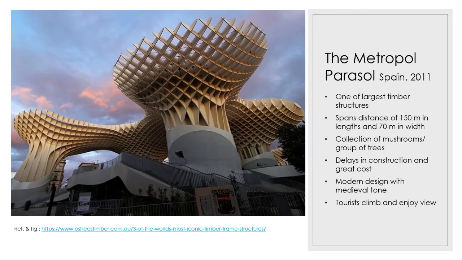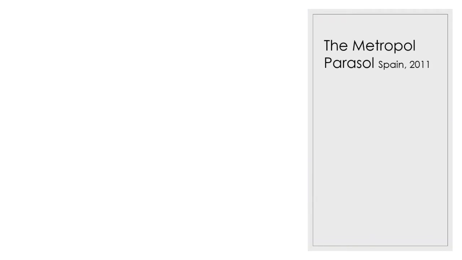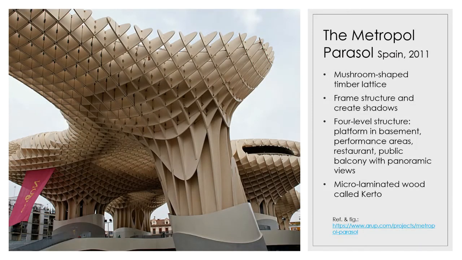Here we have an example of the Metropol Parasol in Spain, which is actually the largest timber structure in the world. It spans a distance of 150 meters in length and 70 meters in width. We have mushroom-shaped timber lattices here, and the frame structure creates shadows. We have a four-level structure. For example, we have a platform in the basement, we have performance areas, restaurants, and a public balcony with panoramic views. The material which is used is micro-laminated wood called Kerto.